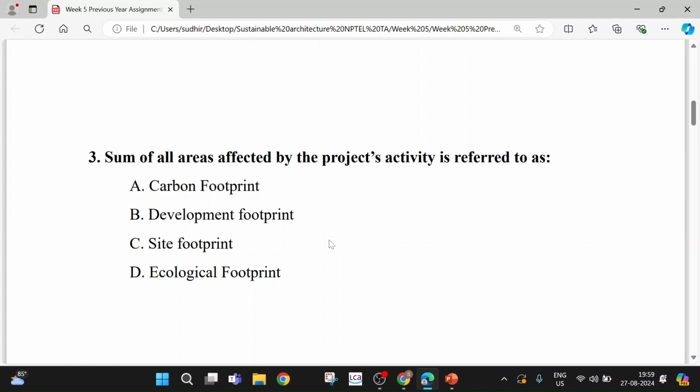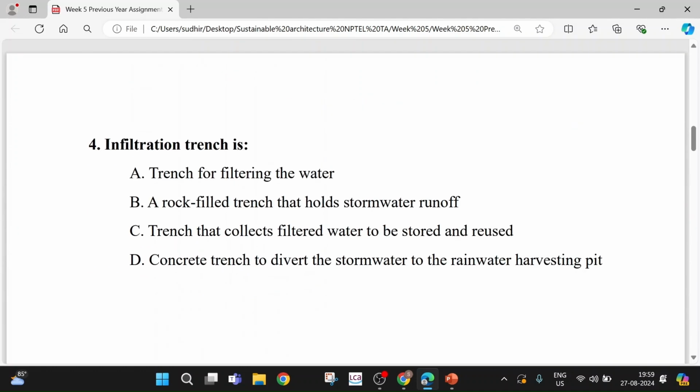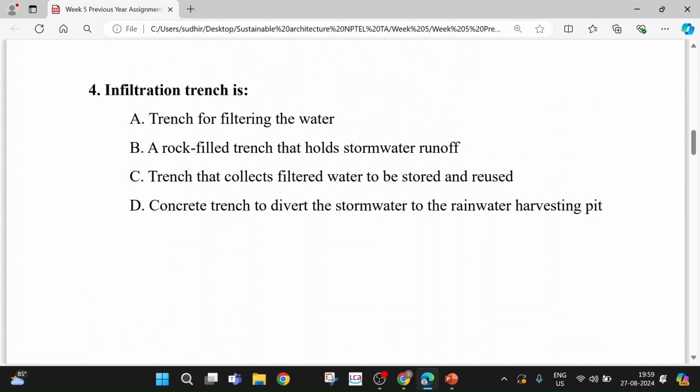Okay, thank you. Then let's move to the next question, question number 4. Here is question number 4. This concept of infiltration trench has also been revised and discussed again and again. So try to give the correct answer for this question. I hope all of you will be able to give a correct answer for this question.